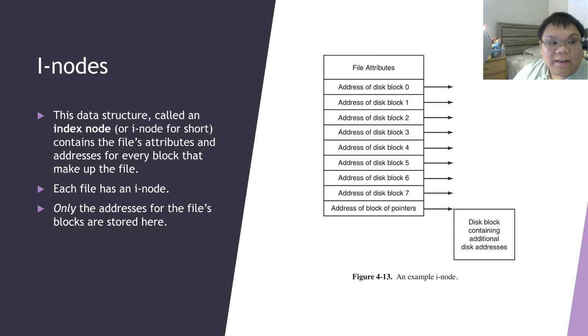So we have a data structure called an index node, or an inode. This data structure contains the file's metadata or attributes, but it also contains the addresses for each block that the file uses. So we have an address to disk block 0 that makes up that file, and disk block 1, 2, 3, 4, 5, and so on. We only need to store the addresses for the file's blocks, so we don't need to store anything for any other file.